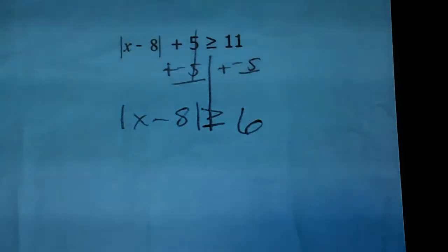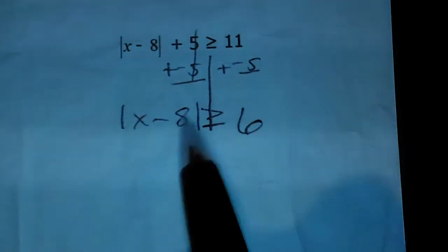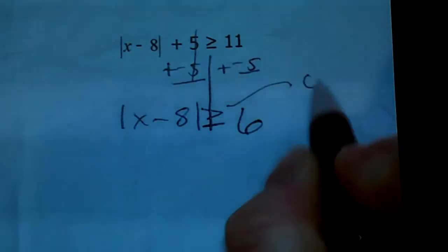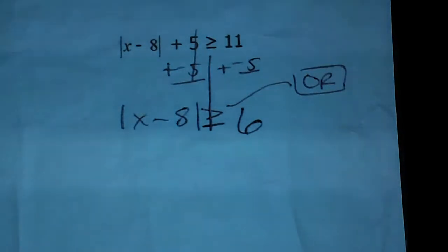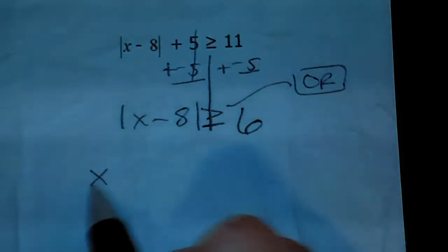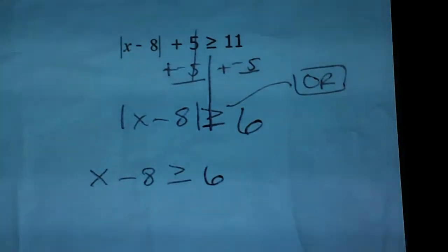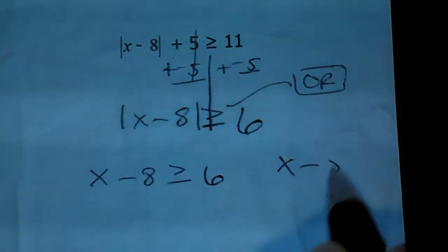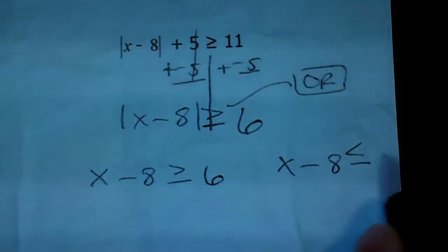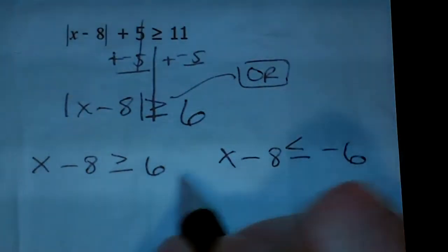Now it's time to separate it into two equations. Is this an and or an or? The absolute value is greater, right, than the 6. So this is going to be an or statement. At this point, we're going to separate it into 2. So x minus 8, yes, it can be greater than or equal to 6. x minus 8 can also be, flip the sign, less than or equal to, and change the sign of that number, negative 6. And again, this is an or.